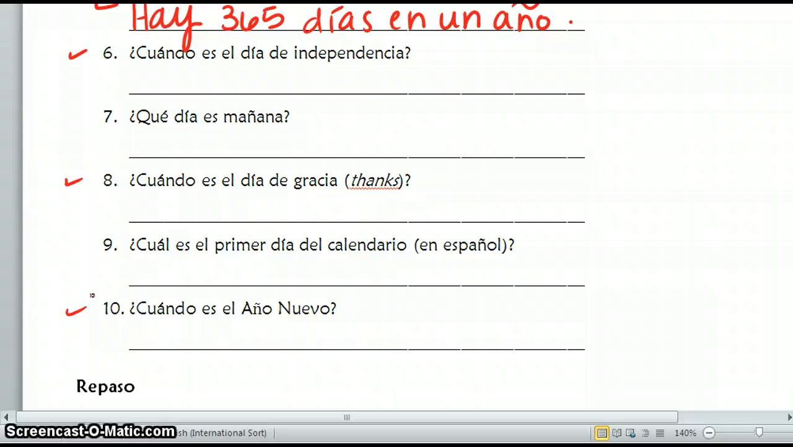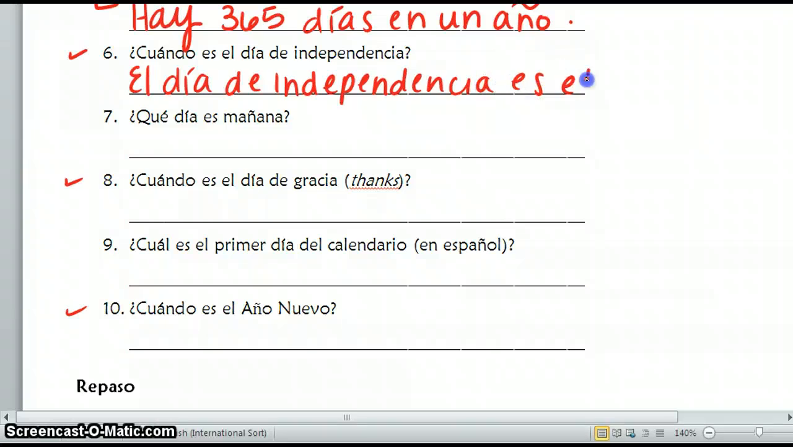Now the next one, 6 and 8 and 10 are asking you all about holidays. So when is Independence Day? Instead of writing El Día de Independencia, which you could do, that's optional. As long as you have es el and then 4 de Julio, you're good.